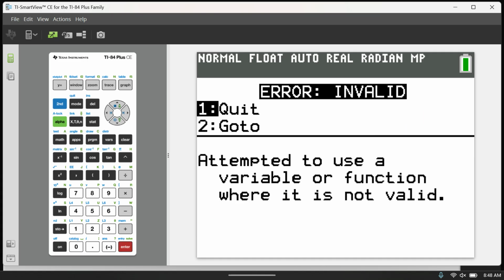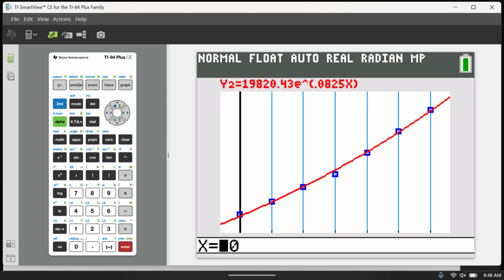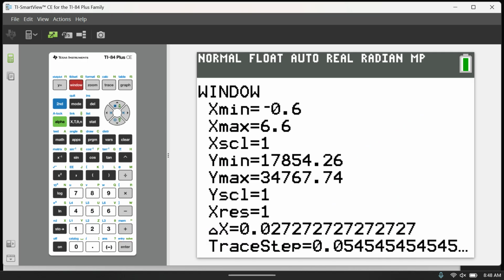And I'm going to use that one to trace 10. So you've got to make sure. And here's an error that I got. It says it's invalid because my window doesn't go to 10. If I hit window, look at my X max. My X max was 6.6 when I did that Zoom 9. So it gave me the picture, but it didn't go far enough for me to work the problem. So I'm going to set my X max to like 12.